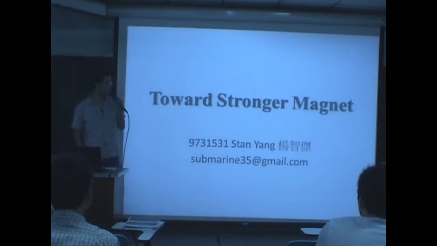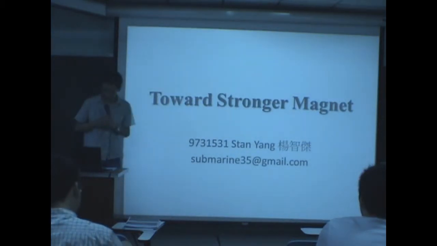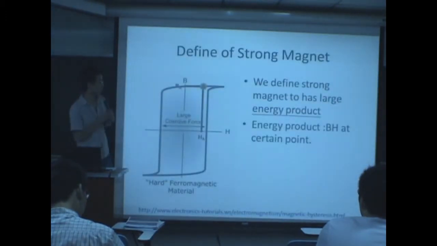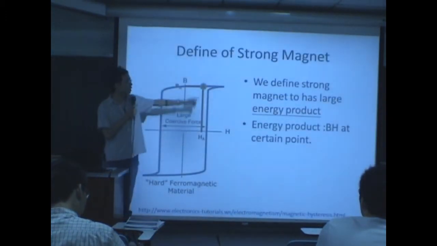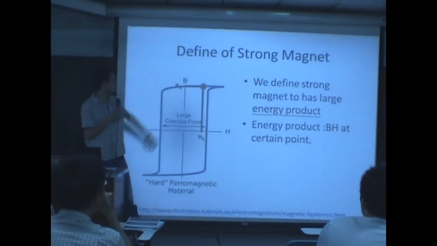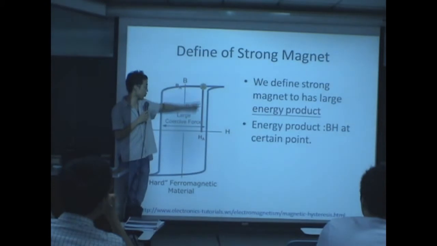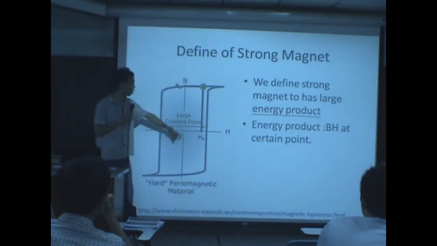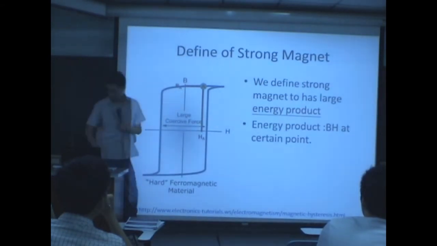So I would like to introduce how to get a strong magnet. First, we have to define what a strong magnet means. As you can see, we define a strong magnet as a magnet with higher energy product. So if we are at point A, we will have the relative applied field HA and the BA. The product of BA dot HA is the energy product.